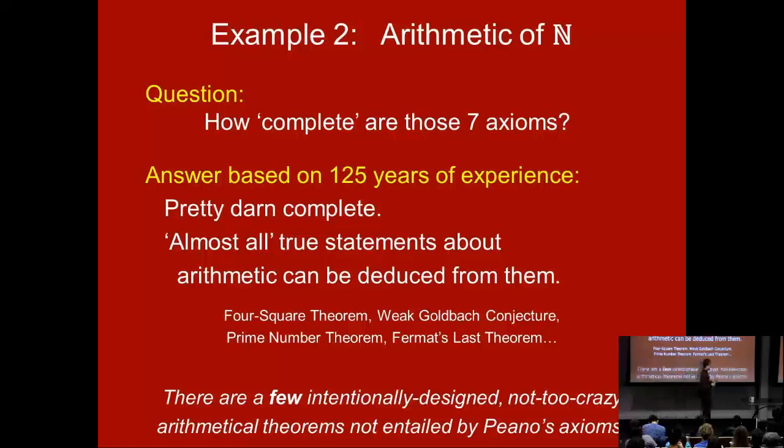There are a few intentionally designed, but not too crazy, arithmetical theorems that we know are true, but you can't just get them from Peano's axioms. But this is a very rare case. They were intentionally designed weirdo statements about natural numbers. So kind of the magic here is that he has such a simple set of axioms that you can use to prove almost everything.